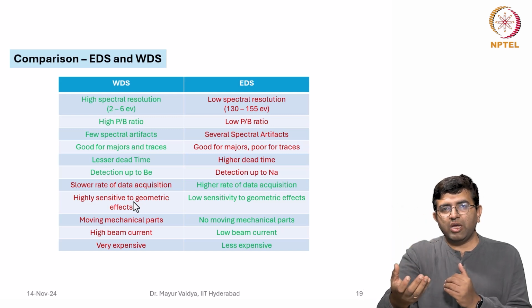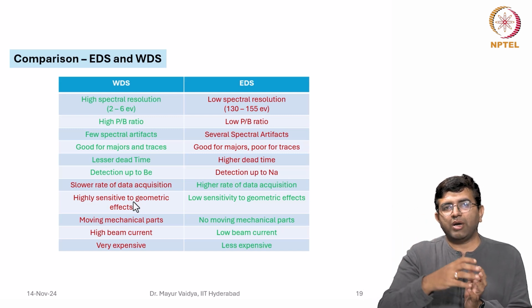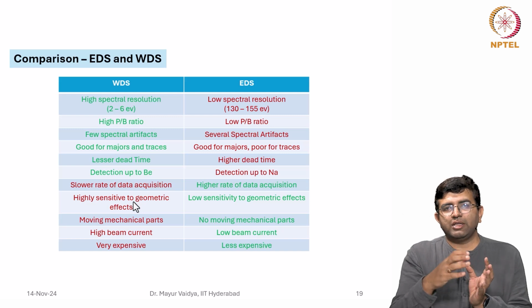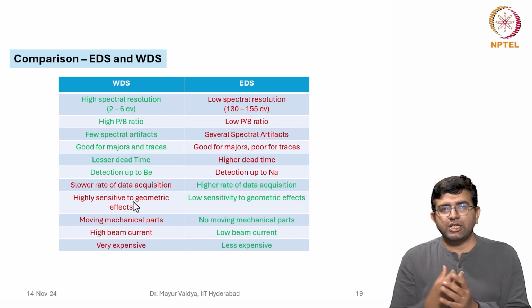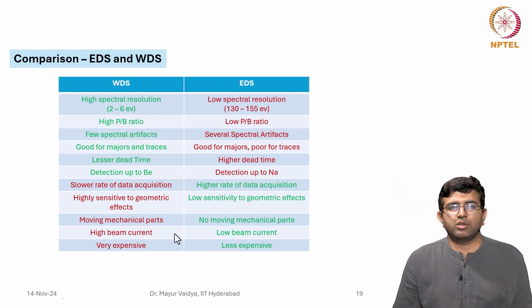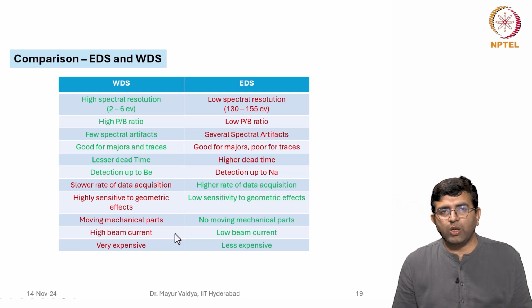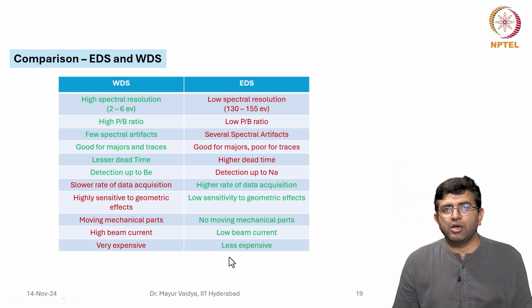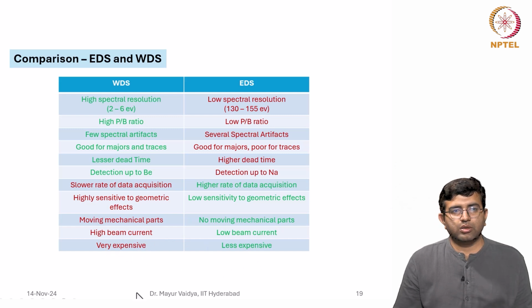The modern EPMA instruments make up for this by placing several crystals and also multiple channels for the detection. It has more moving mechanical parts, so sometimes the maintenance is slightly more frequent. It is also much more expensive, so the initial cost is pretty high compared to an EDS detector.